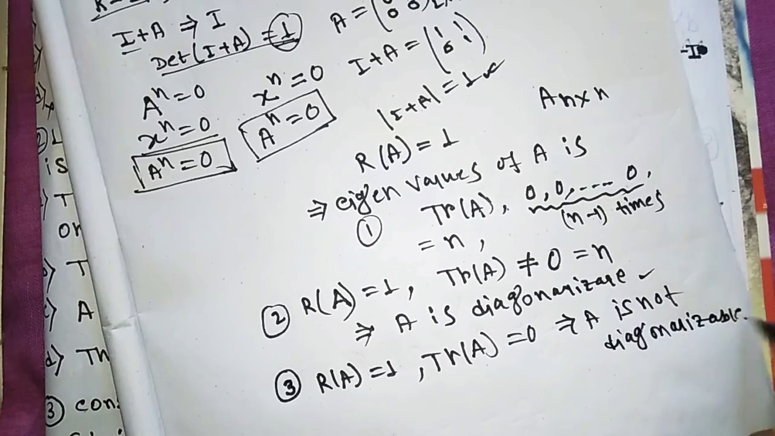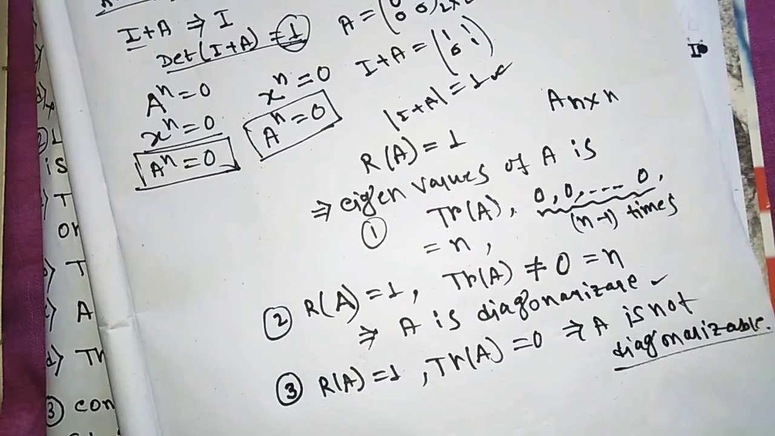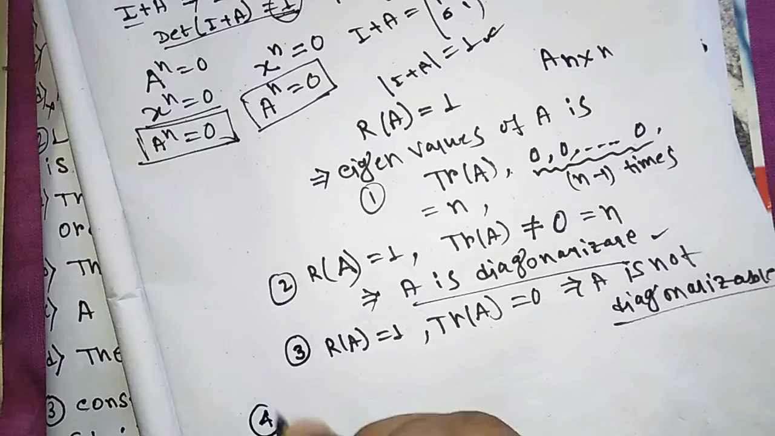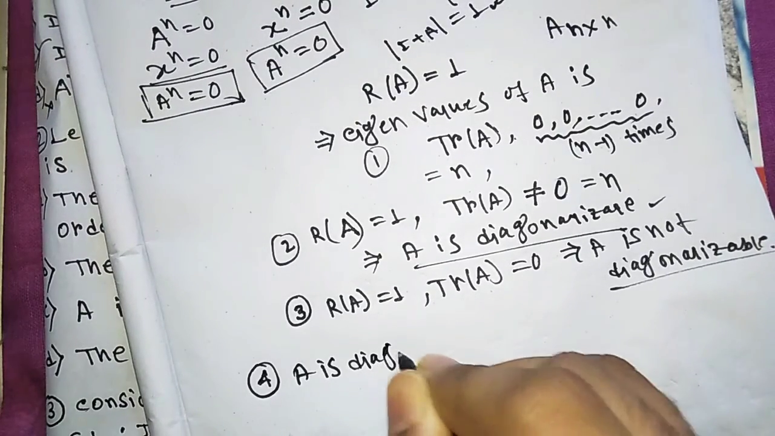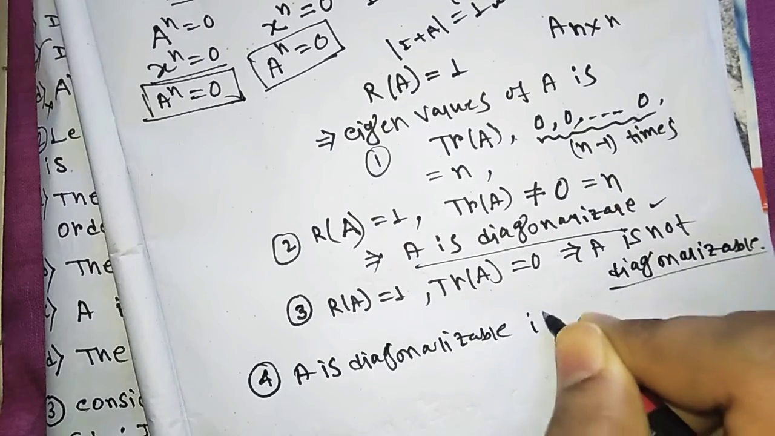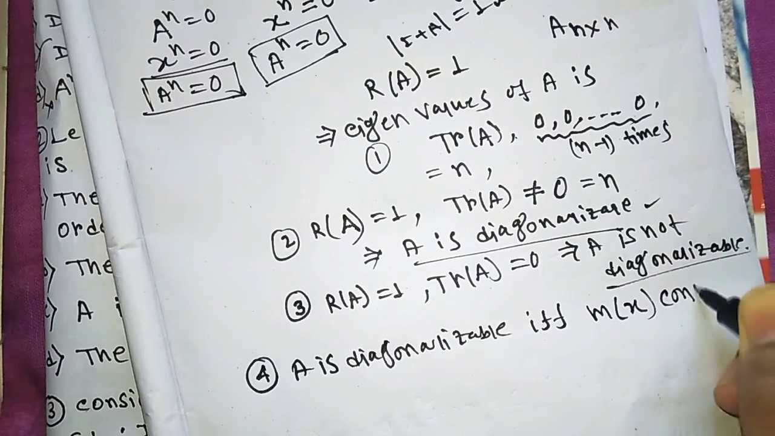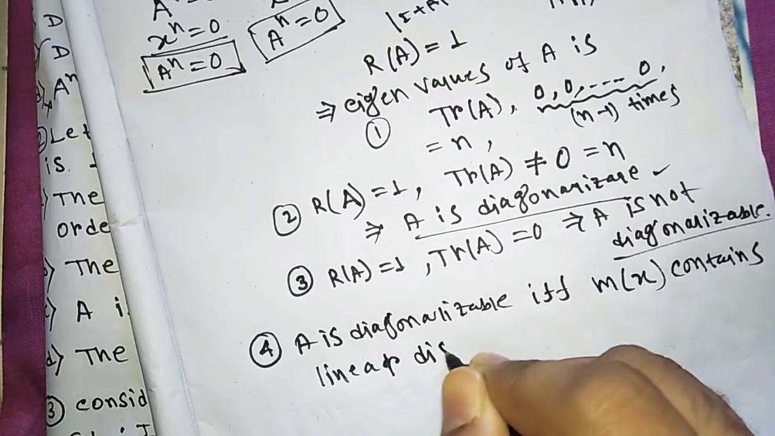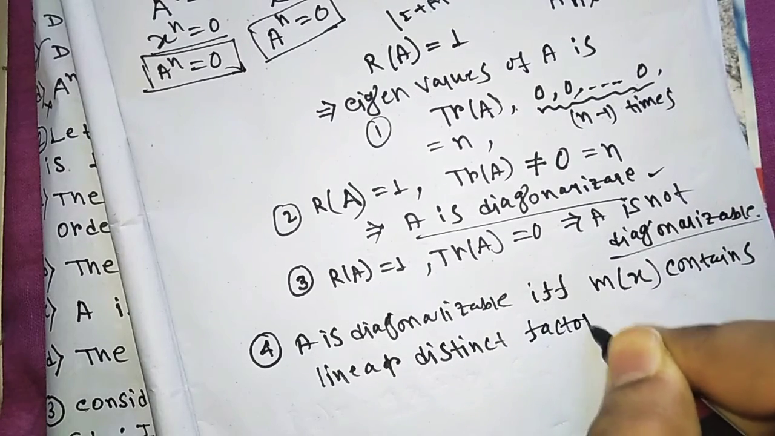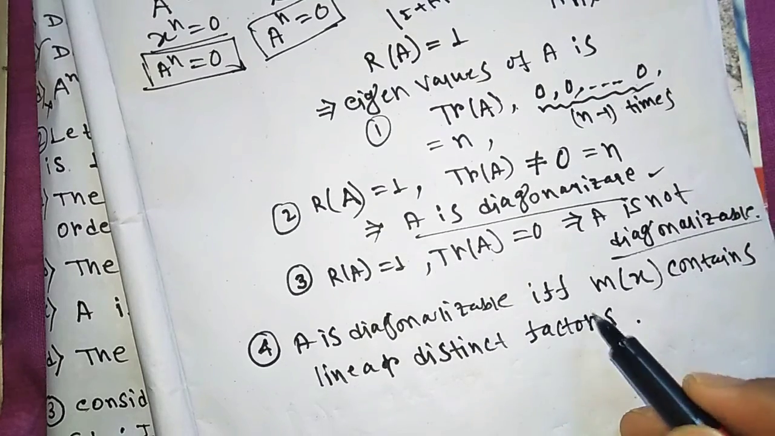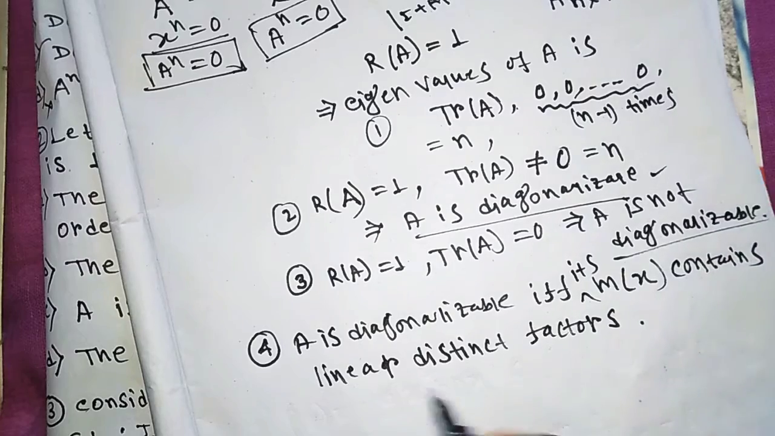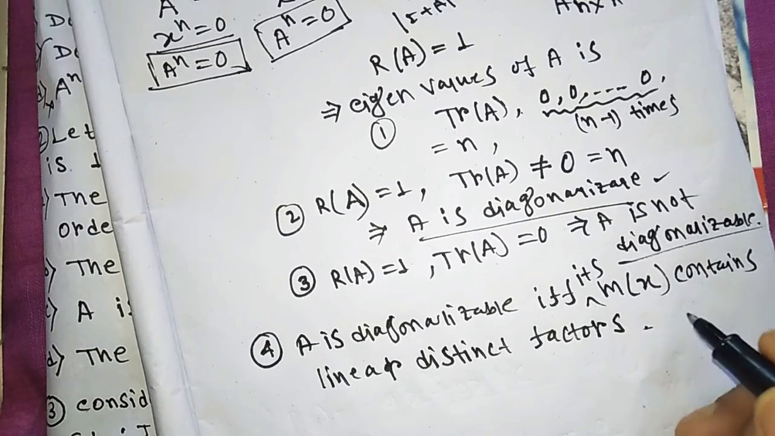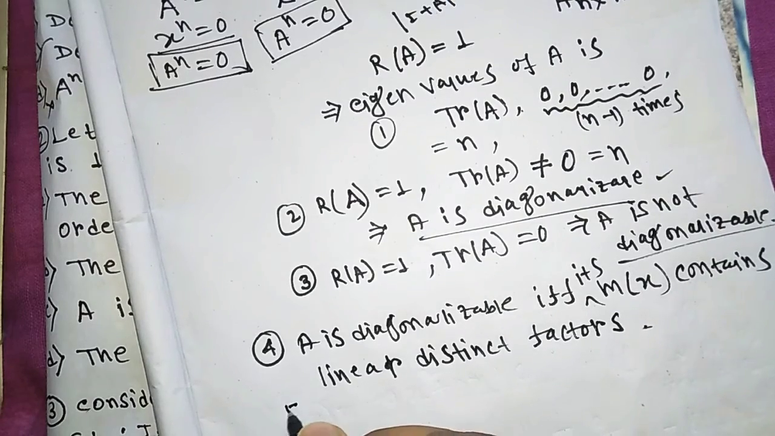This result will help you solve problems in CSIR NET mathematics easily. So A is a diagonalizable matrix, and we know the theorem, result 4: a matrix A is diagonalizable if and only if its minimal polynomial contains linear distinct factors. And we know that every minimal polynomial contains the eigenvalues. Clear? This is the first result.